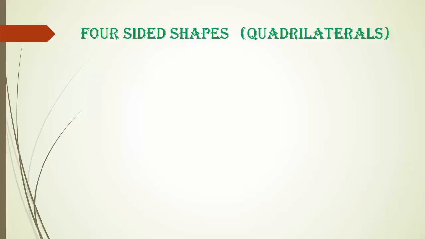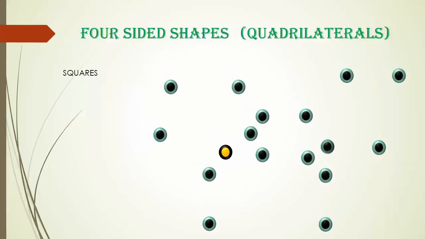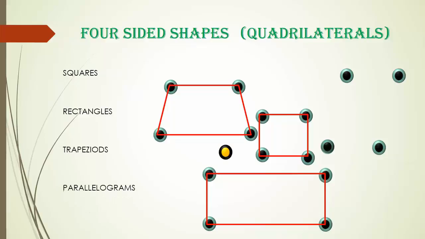Moving on to four-sided shapes, which are quadrilaterals. Given the same marbles, we can trace out squares as seen on the screen. Also, we can get rectangles, which is also being displayed on the screen. With that, we can also get trapezoids, as we can notice on the screen. Last but not least, we can also get parallelograms as part of the shapes that can be developed from the marbles.